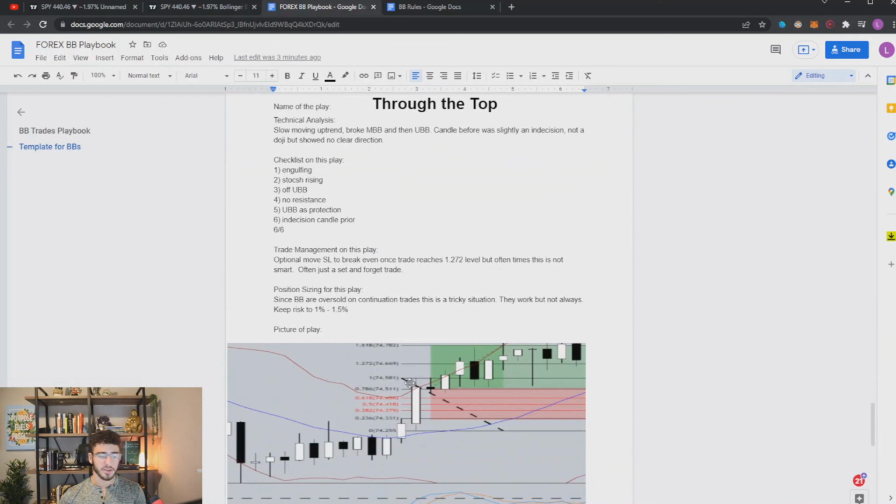Through the top. Again, same thing as through the bottom, just opposite. Engulfing candlestick. Stochastics rising. Off of the upper Bollinger Band. No resistance. I can go through these all day long, but you guys get the idea.